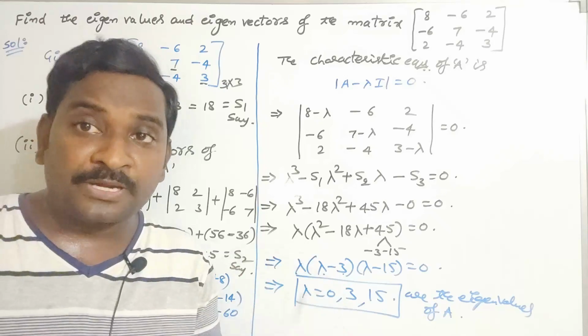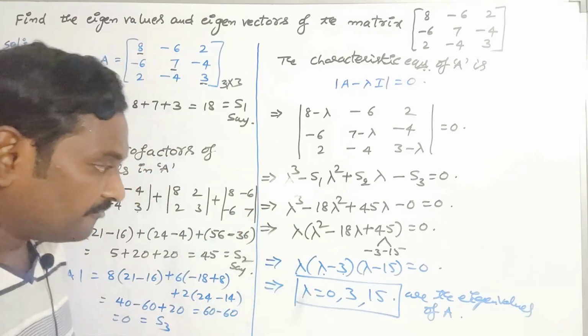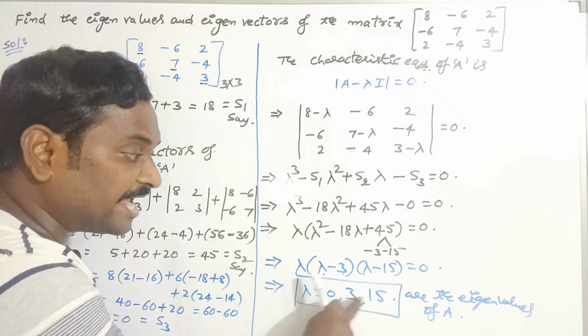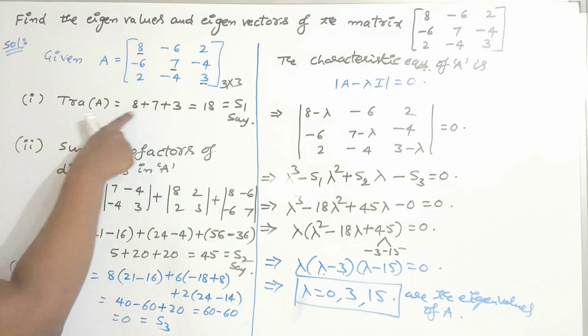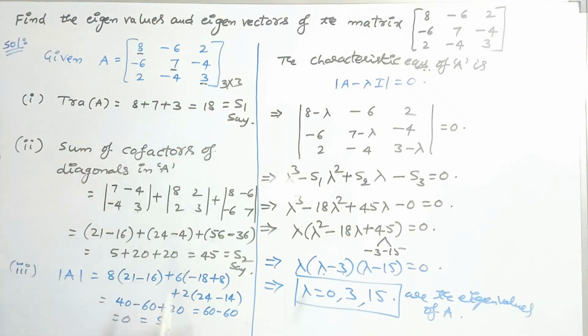We can also easily check whether our eigenvalues are right or wrong. We have a property on eigenvalues: the sum of eigenvalues is the trace of A. Find the addition of these eigenvalues: 0 plus 3 plus 15 is 18. Already we got the trace of A, which is 18. You can check it for every problem in your exams.